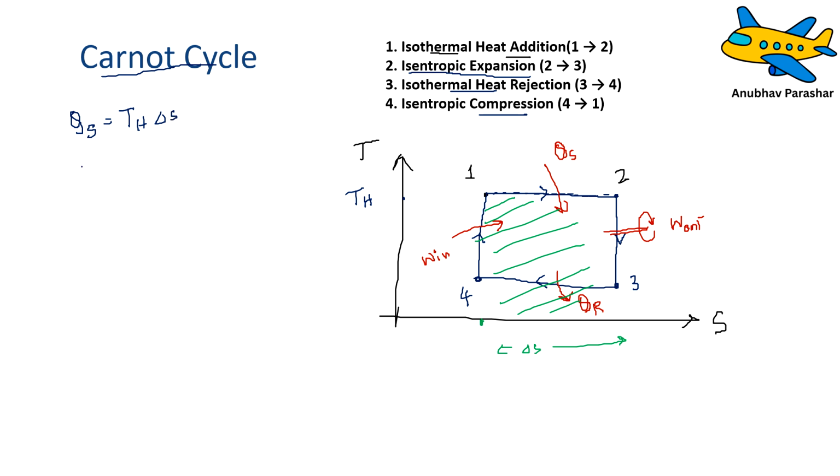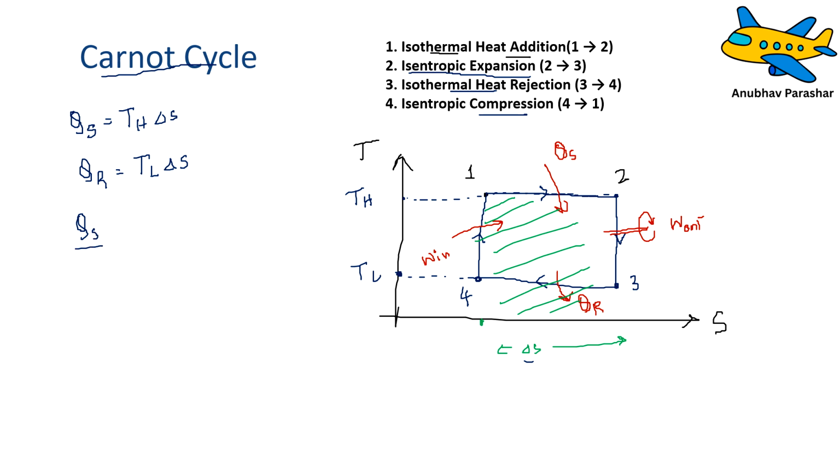Can you say what is the total heat rejected? Total heat rejected is again TL times delta S, right? This is the lower temperature, and this is the higher temperature, where heat is being rejected at the lower temperature. Now you see, delta S is the same for both the heat addition and heat rejection process. So if you simply divide heat supplied by heat rejected, right?